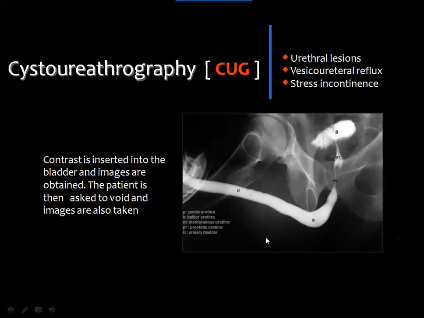And this examination is frequently known as ascending and micturating cystourethrography. This examination is very good for evaluation of urethral lesions and also for the detection of vesicoureteric reflux. And in the previous days before MRI, it was used to evaluate patients, especially the females, having stress incontinence. But you know that MRI of the pelvic floor is now replacing this technique.